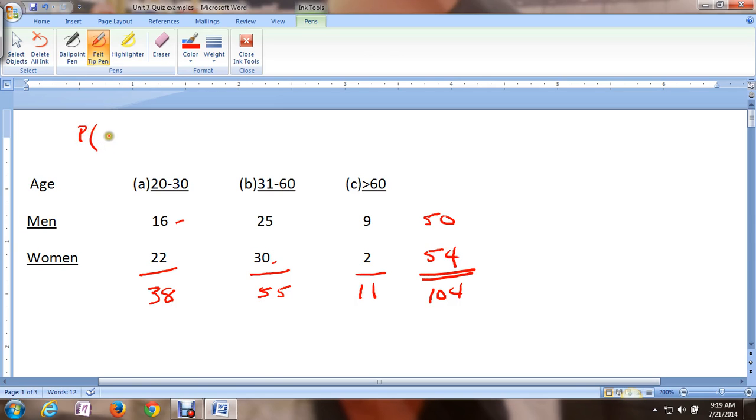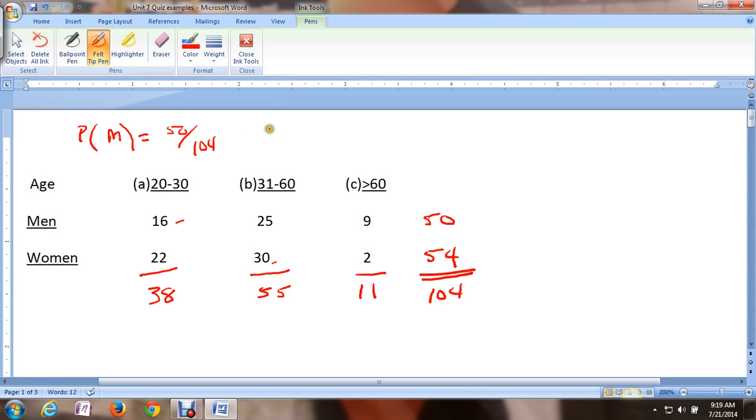Okay. So now we can start using this information to ask some rather basic probability questions, like what's the probability you picked out a man? If there were 104 of these people in the room, and you picked out one at random, no bias, what's the probability it was a man? Well, there's 50 men out of 104, so it'd be 50 over 104, or in decimal form, whatever that is.